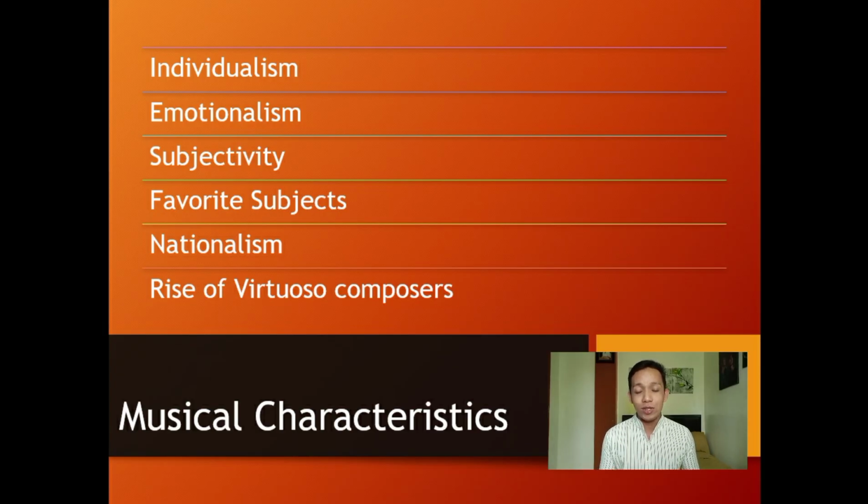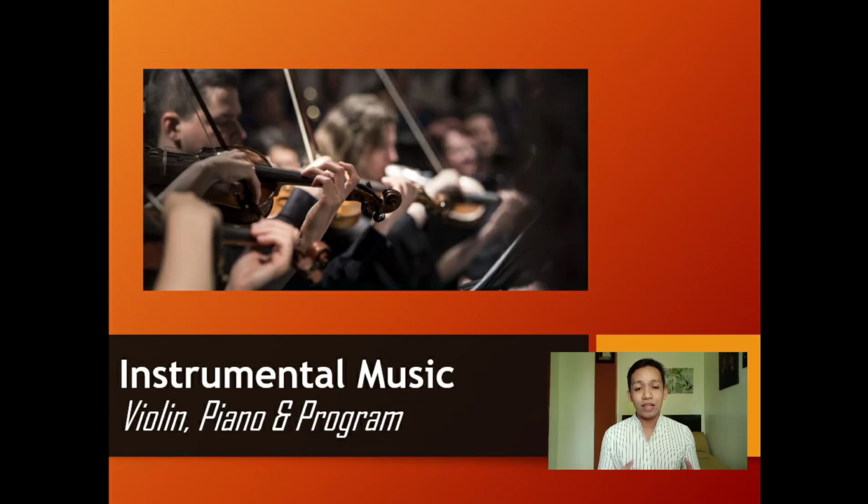When we speak of virtuoso, this is the excellent way of playing musical instruments. Students, during the Romantic era, composers are not fond of composing songs for vocal music, but they are fond of composing songs for instrumental music. And three instrumental music are being emphasized during this era. The first one is violin, second one is piano, and third one is program music, which is very new to our ears. Later on, we will be discussing more about that.